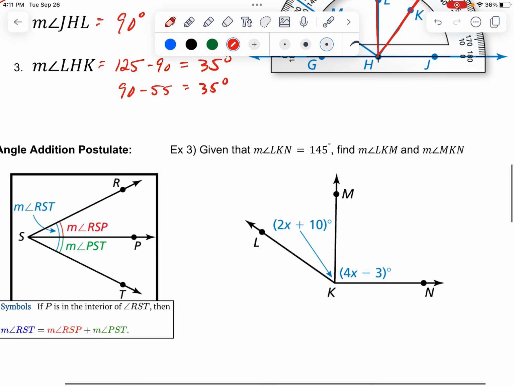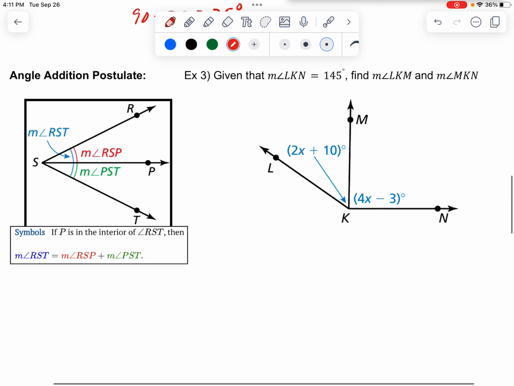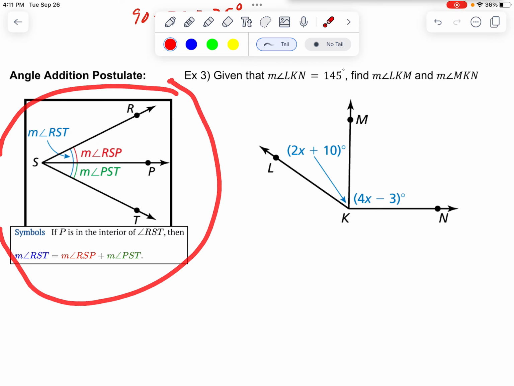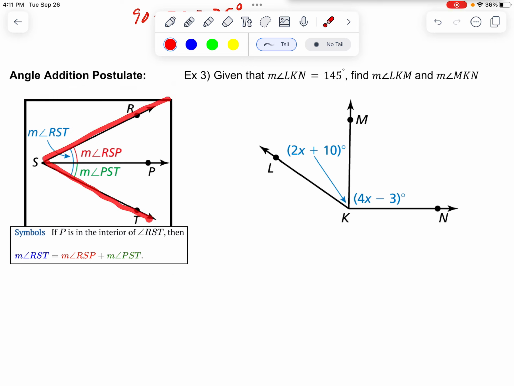Most of the problems that we see are going to be very similar to this next one. So on the left is a diagram of the general idea. If I've got some big angle like this, RST, which is split into two smaller angles, so I've got an angle here. The two smaller angles, since they're connected and together form this large one, if I add up the two smaller ones, they equal the large. And so that's going to allow us to set up an equation, and in the case of our example, solve for x, and then eventually find the measures of those smaller angles.